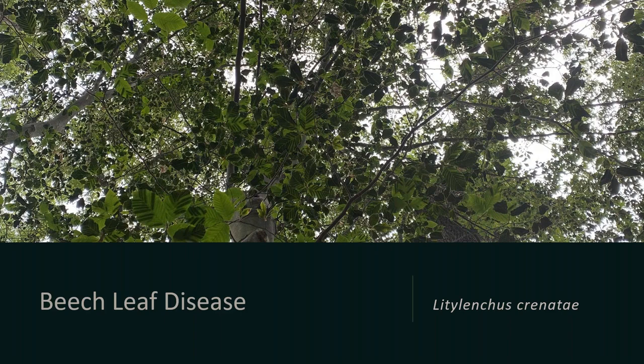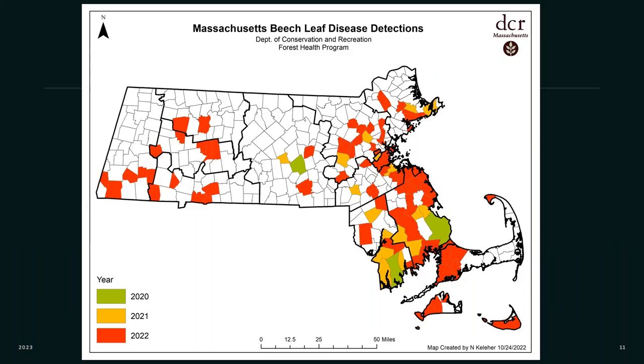And when I first set them up in 2020, I was like, oh, we'll have two infected and then nine uninfected. And over time, we'll get up to half. By this last year, 10 out of 11 of the sites were already infected with beech leaf disease. So it has progressed really rapidly, moved really quickly. And these are all of the towns we've detected it here in Massachusetts.